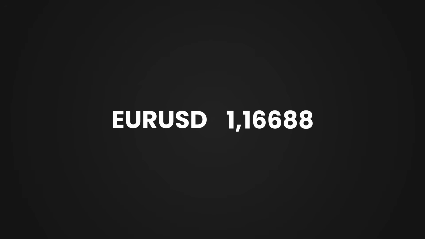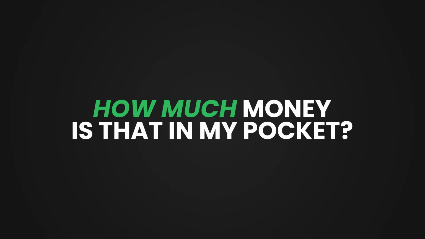Now let's talk about how prices move. In Forex, even the tiniest change matters. The standard unit of movement is called a pip, usually 0.0001 of a price. But there's a unit that's even smaller than that, a point, which is 1/10 of a pip. So when someone says, "I made 20 pips," they mean the price moved 0.0020 in their favor. But how much money is that in my pocket?